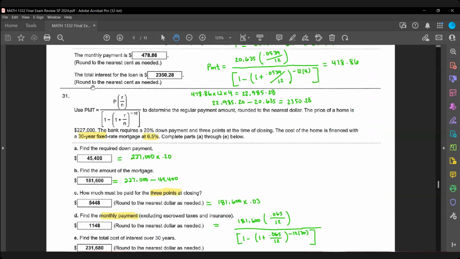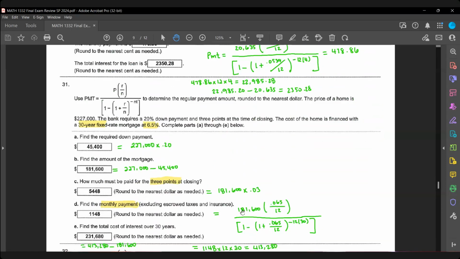Again, this asks us to find the monthly payment, so we're using this formula: the amount that we are financing, and the annual interest rate divided by 12 because we're doing monthly payments. Computing this correctly in the calculator, rounded to the nearest dollar, is 1,148.